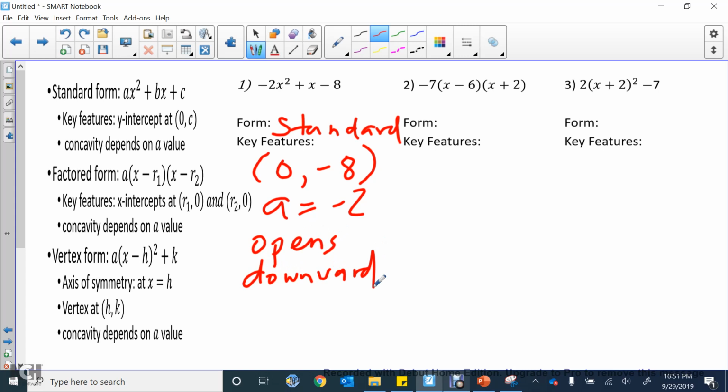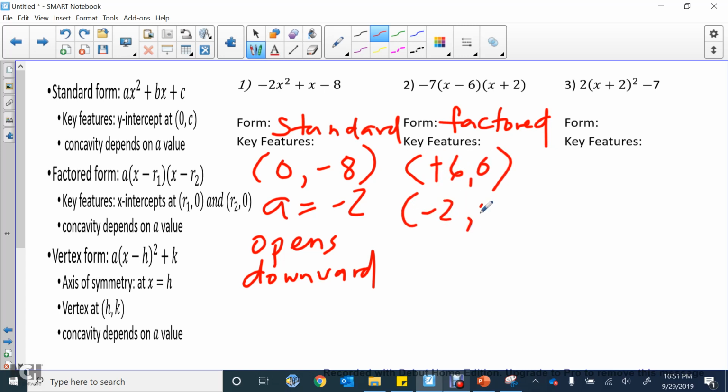So let us have the second example. Negative 7 times the quantity x minus 6 times the quantity x plus 2. So basically, this is a factored form. And the key features will be the location of the x-intercepts. So our x-intercepts will be at positive 6, 0, and negative 2, 0.